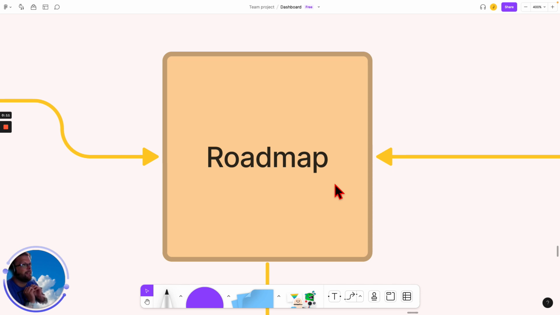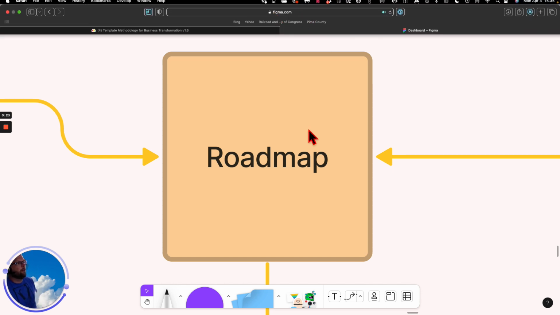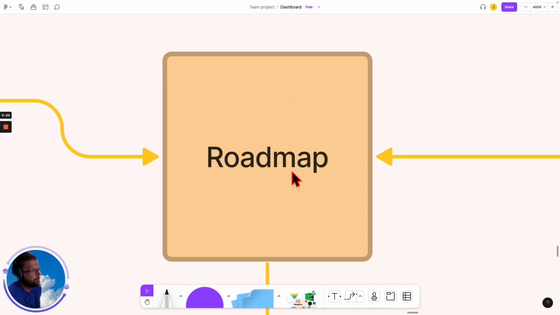What we have here is Figma. Figma is a great tool to convey ideas, concepts, flows, or even make mock-ups. Figma is a really cool tool, and I suggest that you create an account. Go ahead and go to figma.com, create your account, and we're going to start building our roadmap together.